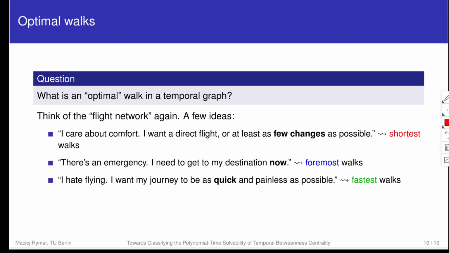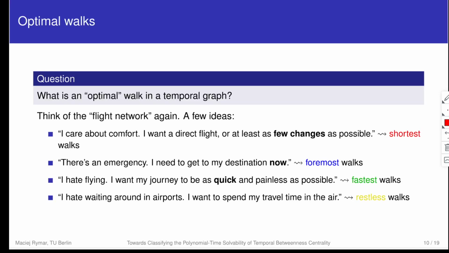Or maybe there's another kind of approach. Maybe I hate flying and I want my journey to be as quick and painless as possible. And that leads us to fastest walks. So we may have to wait a bit before we find this kind of optimal connection, but at least we'll be traveling for as little as possible.